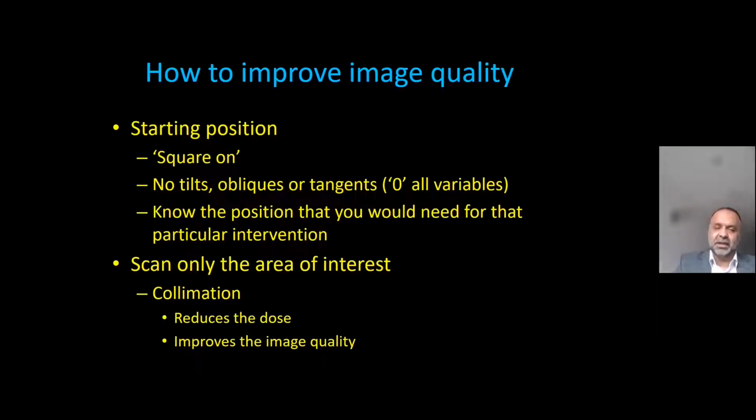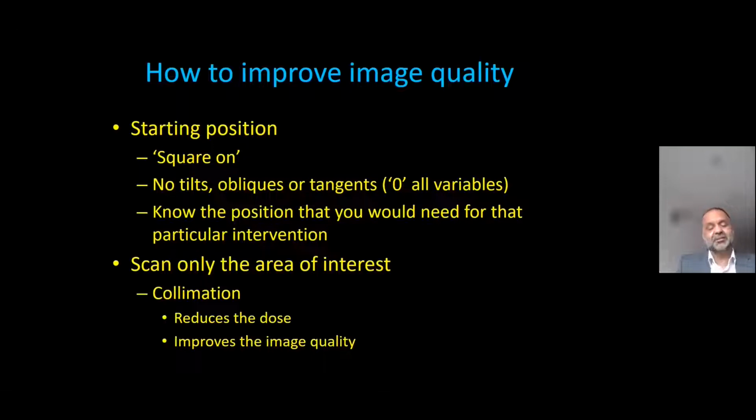Then the other thing that you can do to improve the image quality is scan only the area that you are interested in. And you can do that by doing collimation, and the machines nowadays, they are clever. They can do circular collimation or linear collimation. So linear collimation is where the image is reduced in linear fashion. And these lines could be adjusted to go in any direction. And the circular collimation is where the size of the circle is reduced.